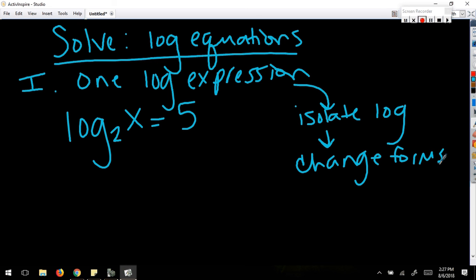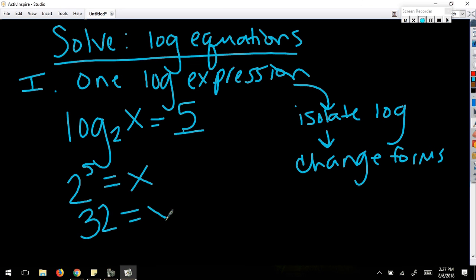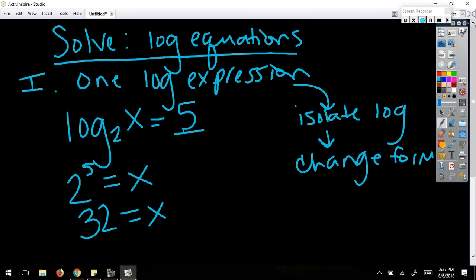So in this case, the base is 2. Remember, logs are exponents, so the exponent is 5, equals x, and of course 2 to the 5th power is 32, which means x is 32. So an easy solve if you only have one log expression.